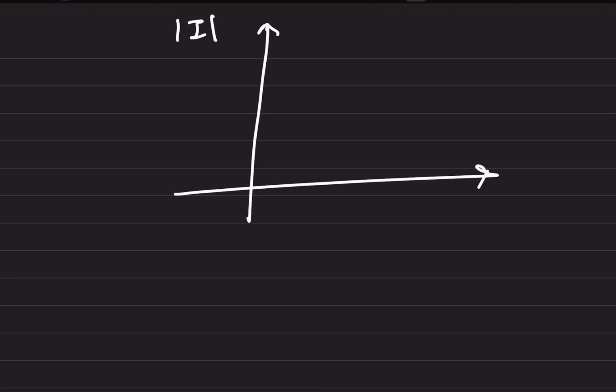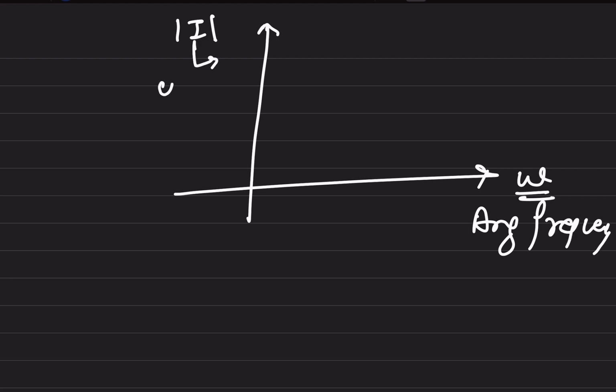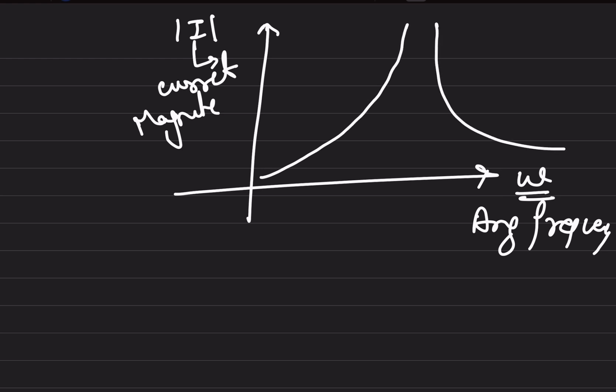So how is this mod I versus omega graph drawn? Omega is the angular frequency, and I is the current magnitude. The mod I versus omega graph is like this. This is how the mod I versus omega graph is drawn.